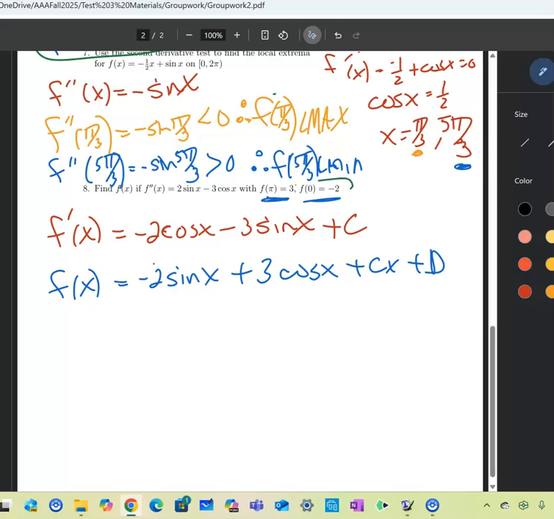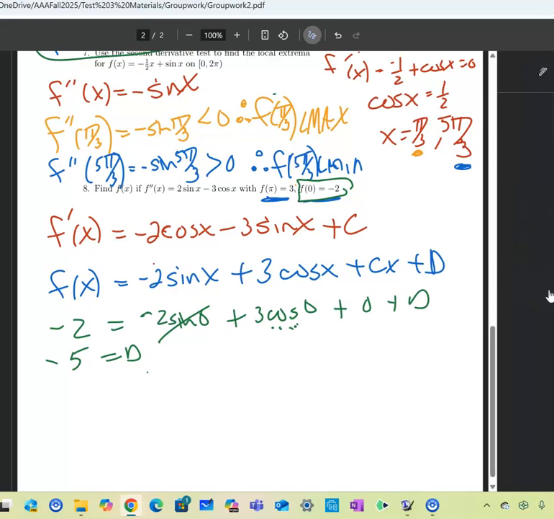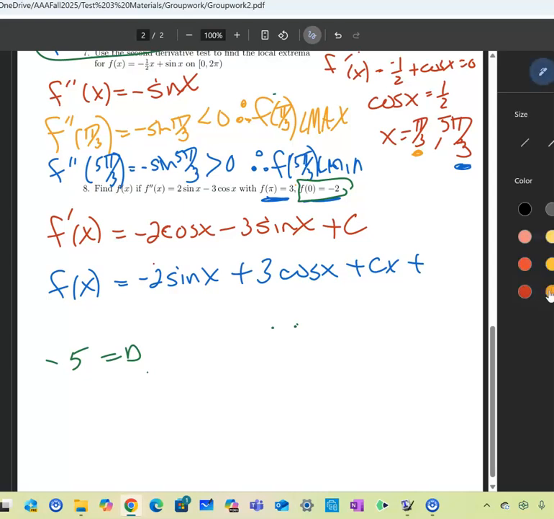When you have this situation, you want to use the one with x equals 0 first. So negative 2 sine of 0 plus 3 cosine of 0 plus 0 plus d. Oh, wait, look at that. That's gone. This gives me 3, right? So I subtract that over, so I get negative 5 is d. All right, so you got that answer, so I'm going to run out of room here. So I'm going to put the negative 5 in for the d.